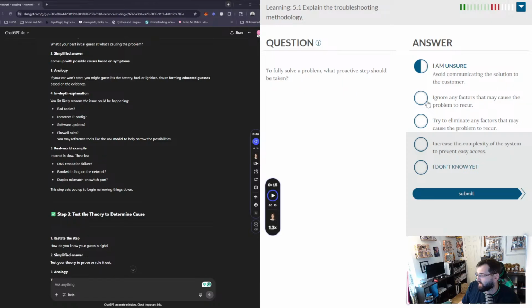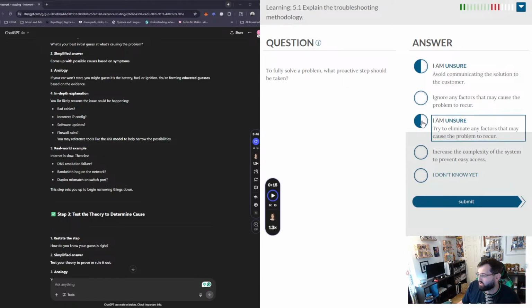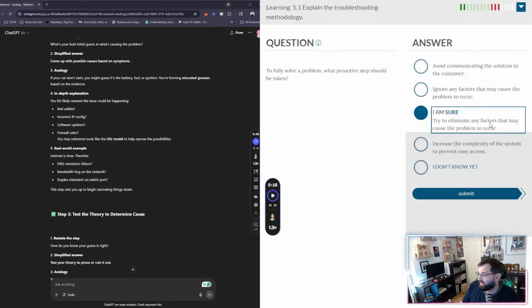Okay, ignore any factors that may have caused the problem to occur. No, again, that's stupid. So we want to try to eliminate any factors that may cause the problem to recur. We don't want to increase the complexity of the system to prevent early access or easy access. No.